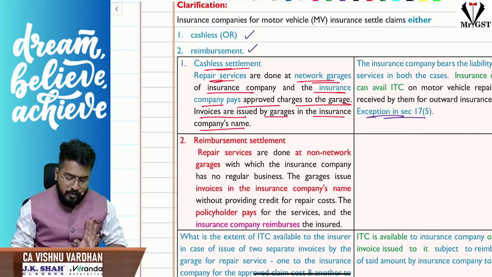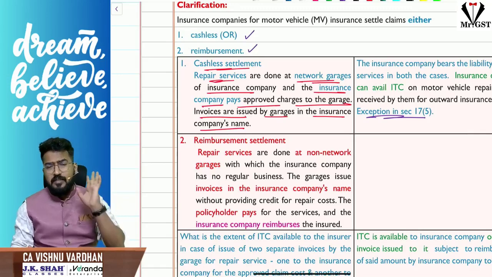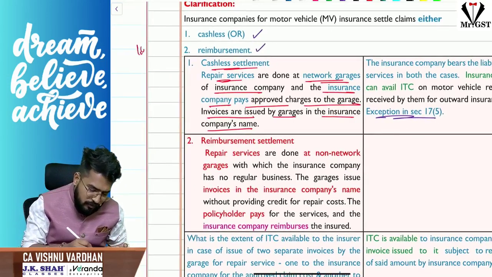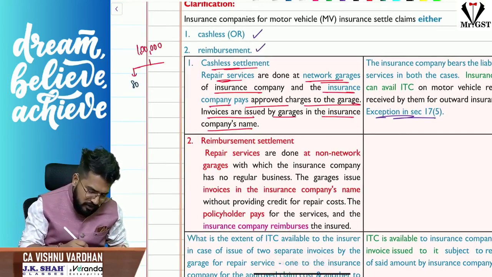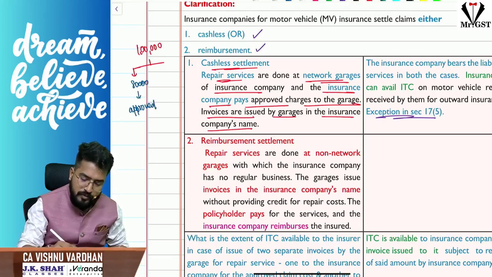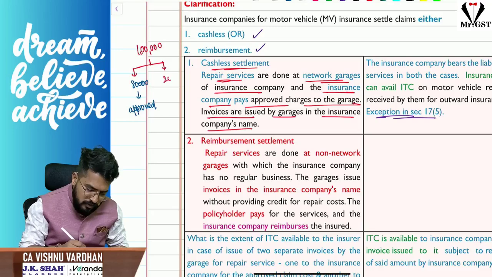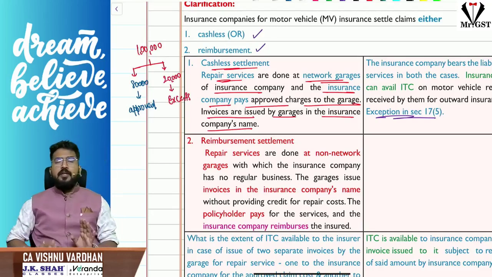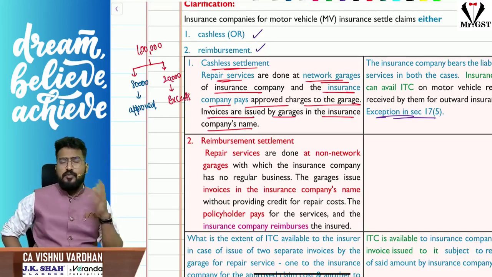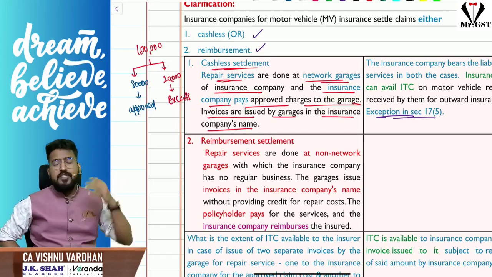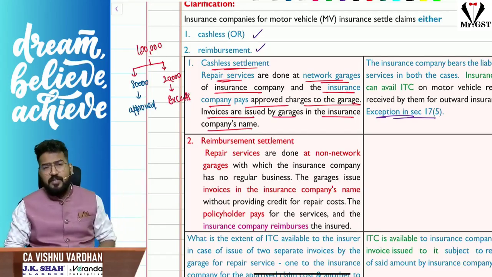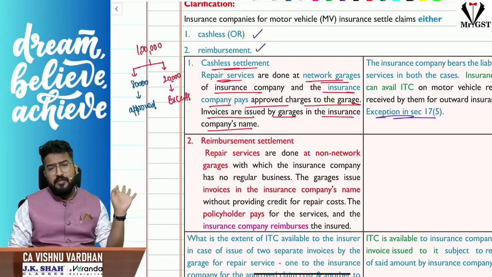Now in that, sir, whatever the repairs are, let us assume 1 lakh repairs, 80,000 is approved and 20,000 is excess cost. Now 20,000 I will pay to the network garage. The 80,000 the insurance company will pay directly, full cashless processing, simple. That means the insurance company will not take even 1 rupee from me. Okay, this is one way.